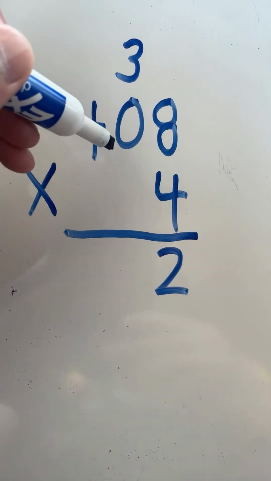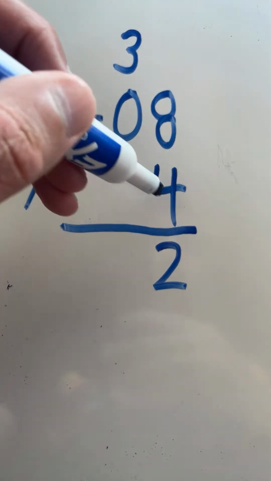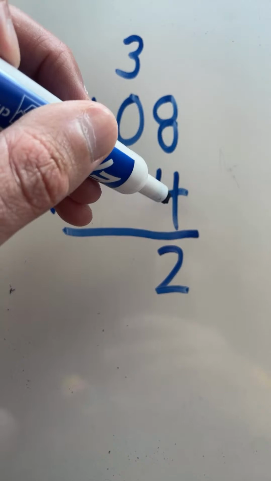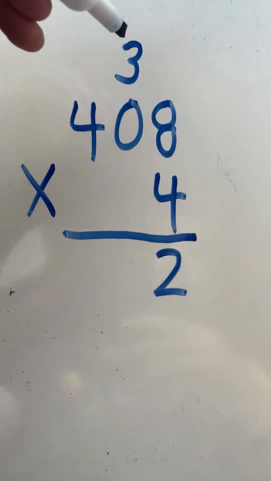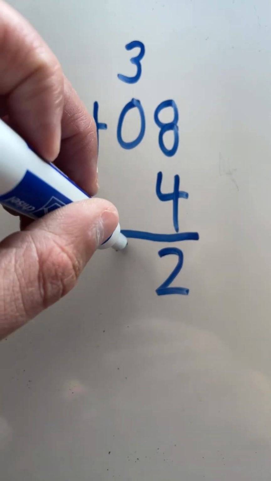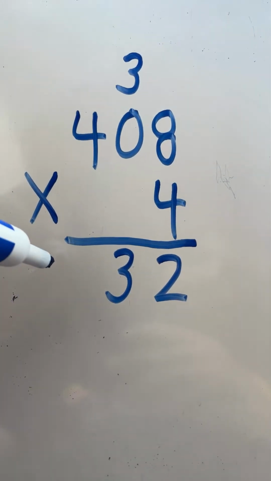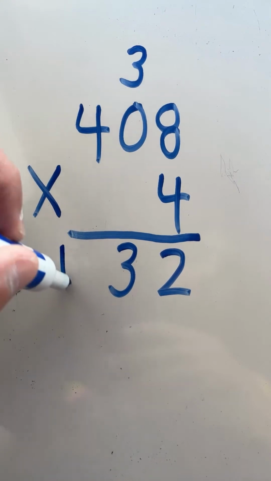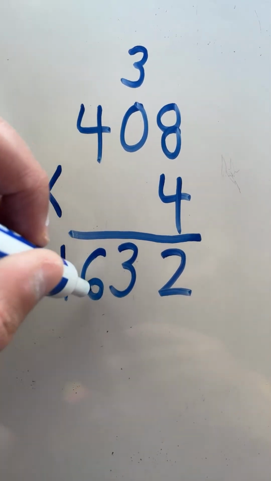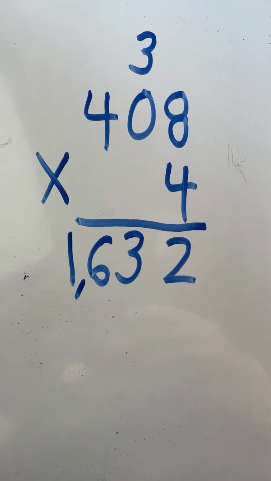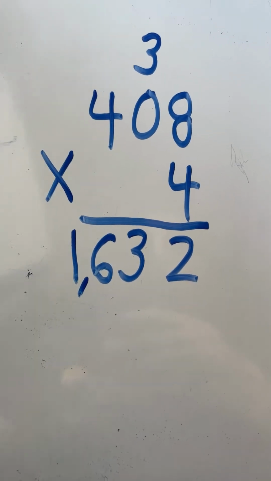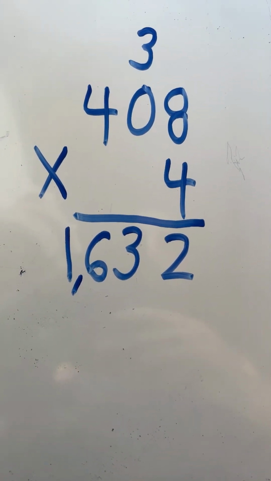0 times 4, anything multiplied by 0 is 0. So 0 times 4 equals 0. Plus 3 equals 3. 4 times 4 equals 16. And we have our final answer. 408 times 4 equals 1,632.